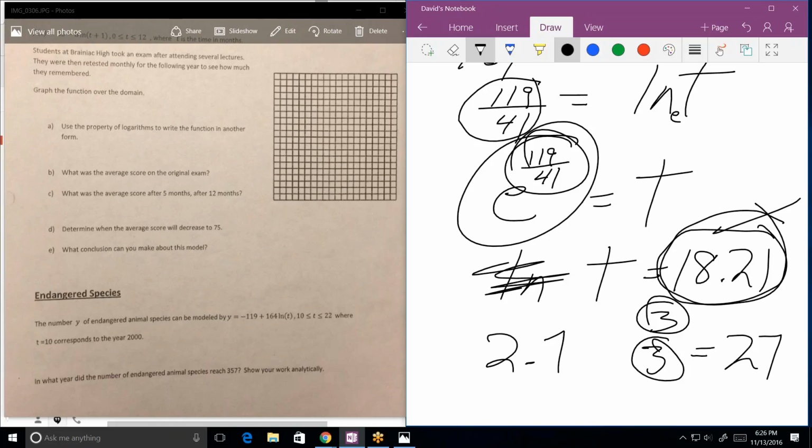Would that be... t equals 11 would be what year? Wouldn't that just be 2001, right? If t was equal to 11, yes. But we got a t equal to 18.21. What year is that? Well, that'd probably be like 2008. Exactly. Sometime in the middle of 2008, between the start of the year and the end of the year, the number of endangered animal species is going to reach 357.